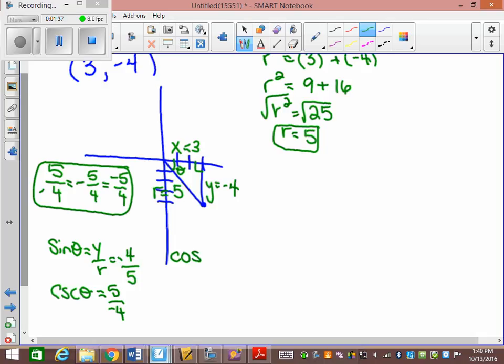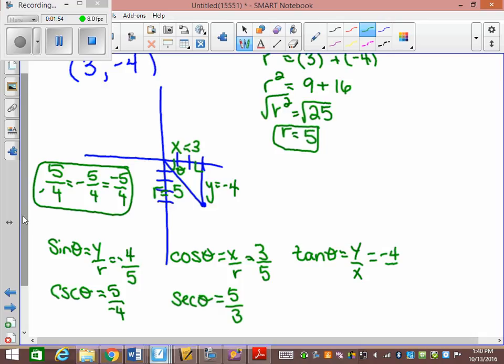Cos theta is x over r, so it's 3 over 5. Secant theta is 5 over 3. Tan theta is y over x. So it's going to be -4 over 3. Cotan theta is x over y. So it's 3 over -4.